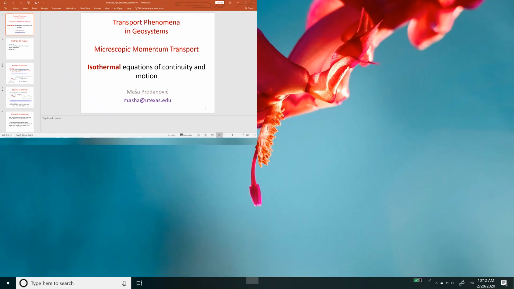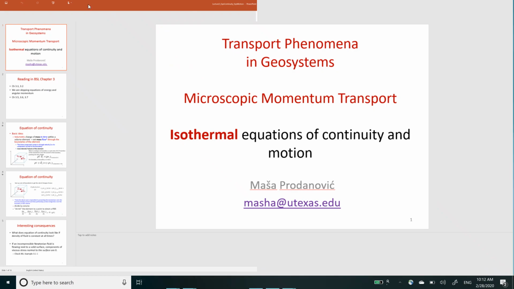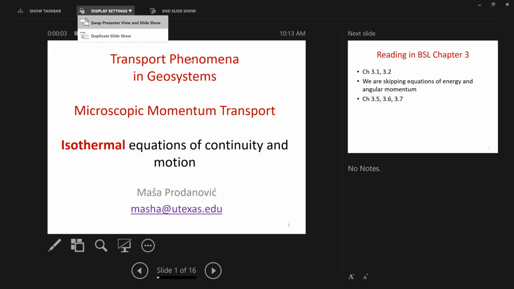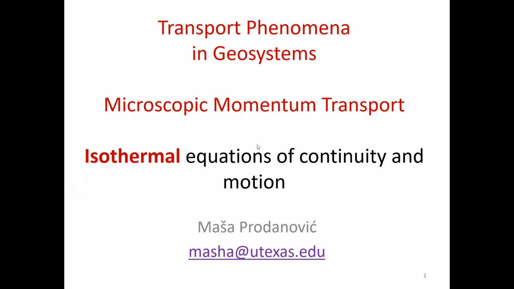All right. So let's just do a brief review of what we derived last time. This lecture is isothermal, so everything we do right now is isothermal, so we don't have gradients in temperature, because that would create a coupled situation. Isothermal equations of continuity and motion.